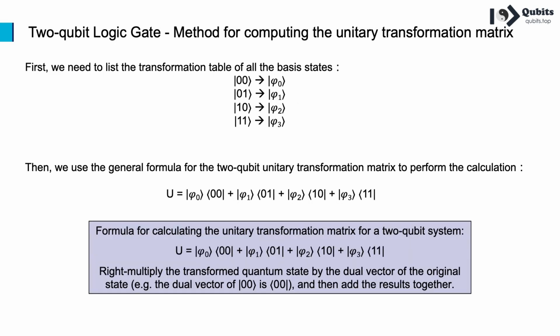Let's summarize the calculation process for a 2-qubit logic gate. First, we need to list the transformation table of all the basis states. Then, we use the general formula for the 2-qubit unitary transformation matrix to perform the calculation. Simply put, it is to right multiply the dual vector of each original quantum state by the transformed quantum state, and then add the results together.